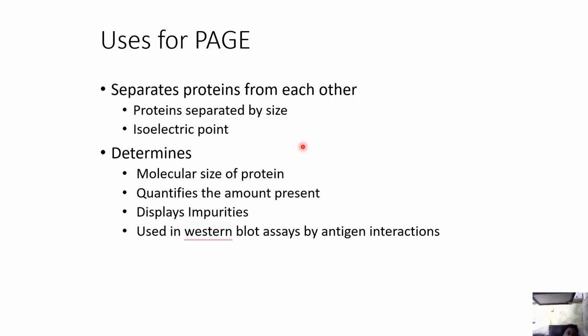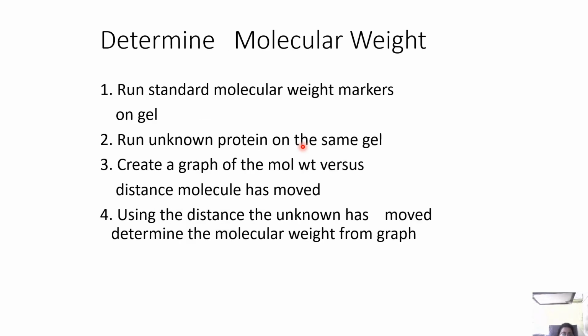Okay, so it determines the molecular size of a protein, quantifies the amount present, displays impurities, and is used in Western blot assays for antigen interactions. Now, for determining molecular weights, we need to run standard molecular weight markers on the gel, right? Run the unknown protein on the same gel.